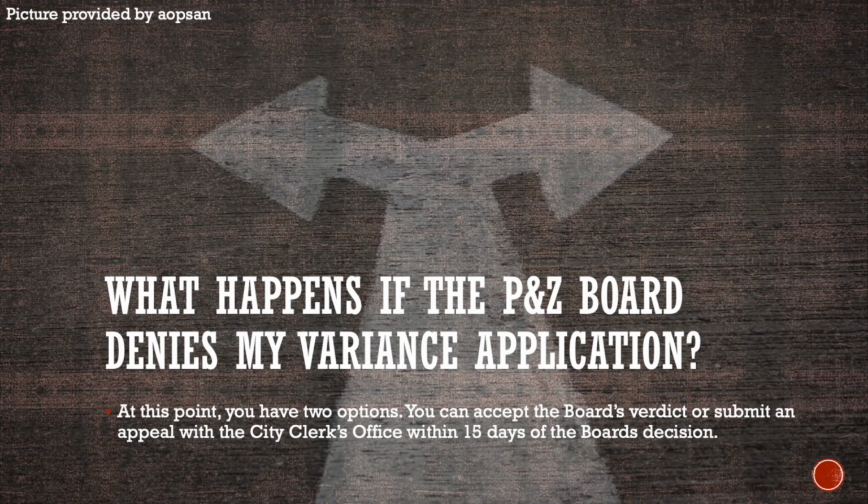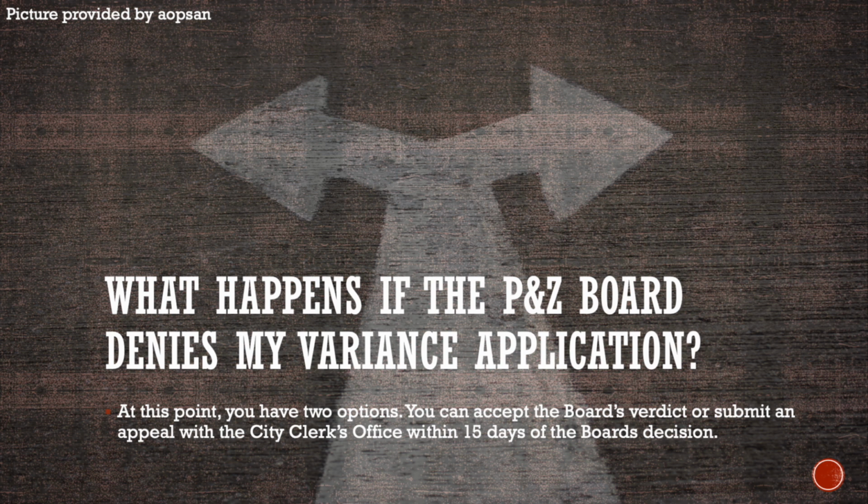If your variance application is denied by the Planning and Zoning Board, you have two options. Of course, you can accept the board's verdict and move on, or you can submit an appeal with the city clerk's office. You have 15 days within the date of the board's decision. And in order to know what that process looks like, you would have to contact the city clerk's office and they'll walk you through how that appeals process works.